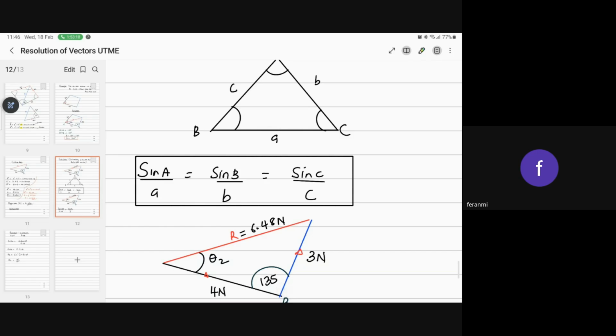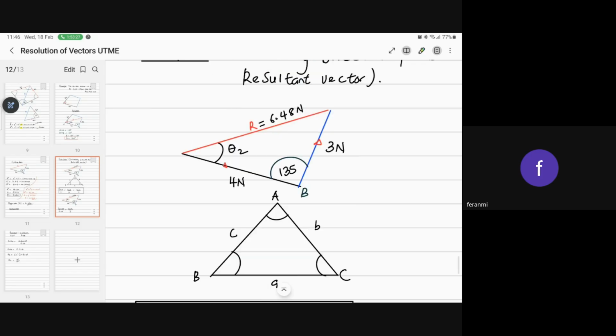So to get the angle between the resultant vector and one of the vectors, you use your sine rule. And remember, this is for only when the angle is inclined at an angle. When it is inclined at an angle. So that's the process that we actually follow when you are looking for the resultant.